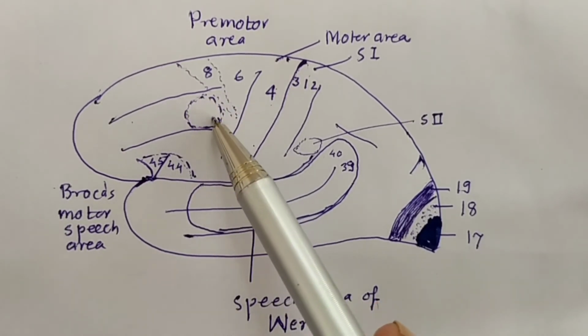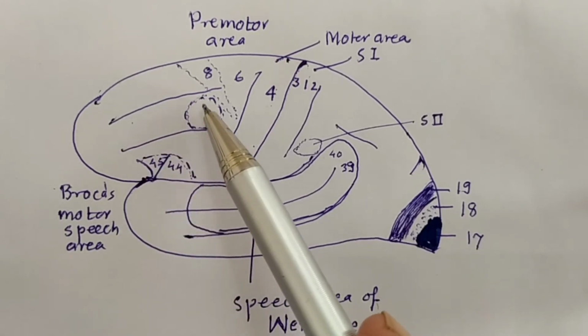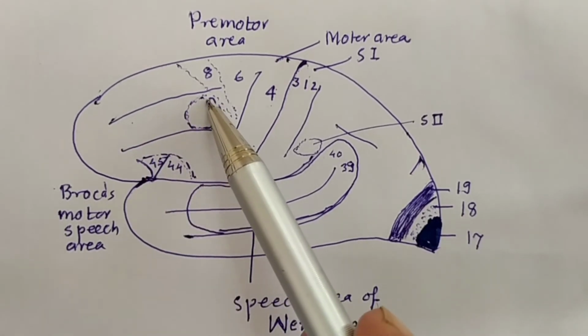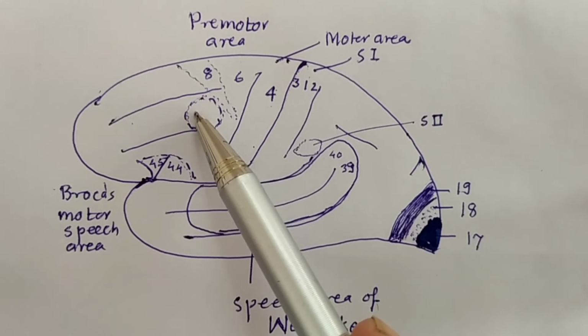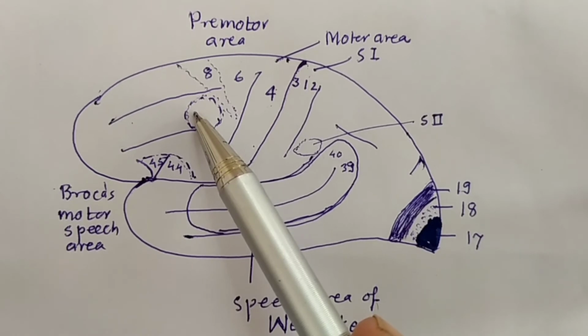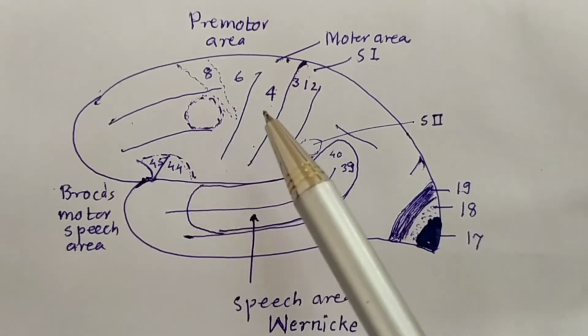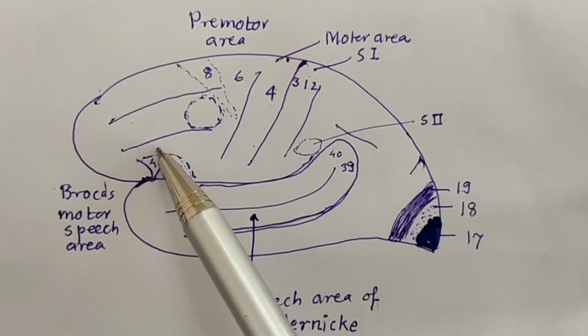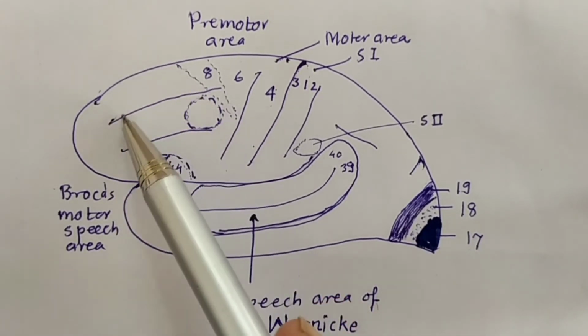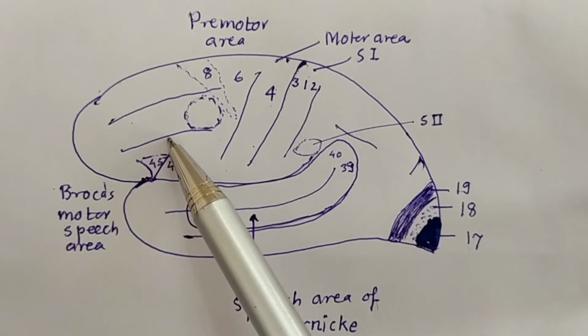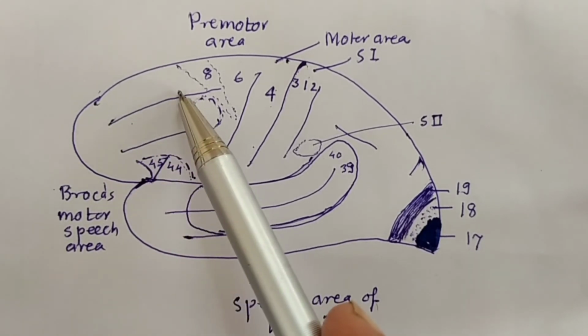In the posterior part of the middle frontal gyrus, there is the frontal eye field, and stimulation of this area leads to conjugate movements of the eyes, meaning both eyes move to the opposite side. The remaining area is called the prefrontal area. It is concerned with somatic and visceral activities.